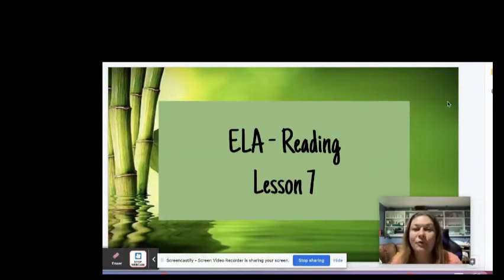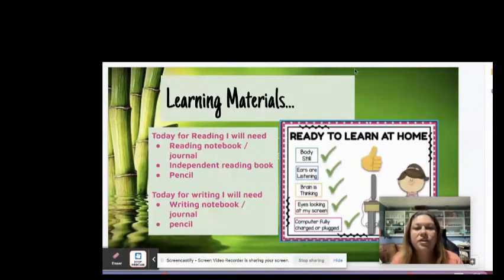All right. But before we get started, let's make sure you have all of your materials. The learning materials you're going to need are your reading notebook or journal, your independent reading book, and your pencil. For writing, you're going to need your writing notebook or journal and a pencil.